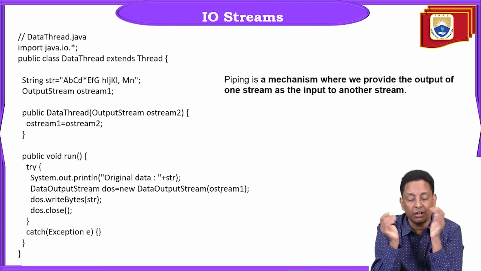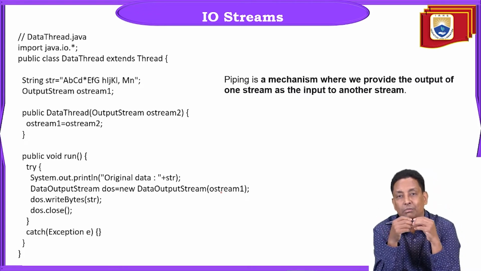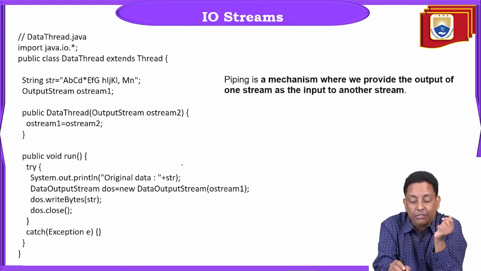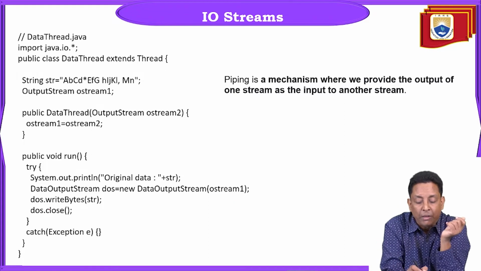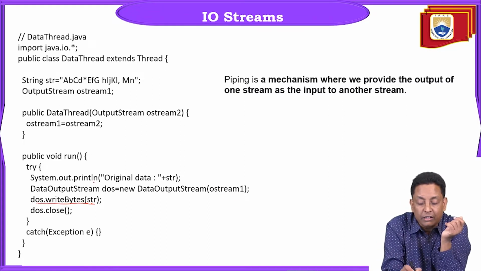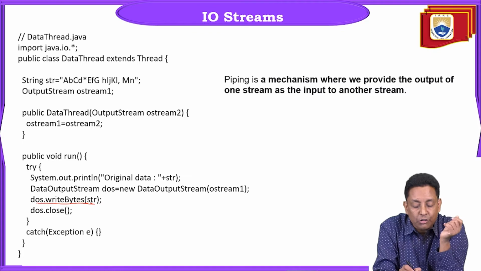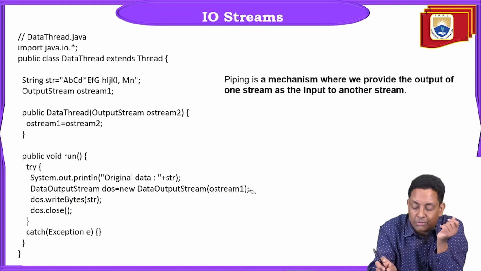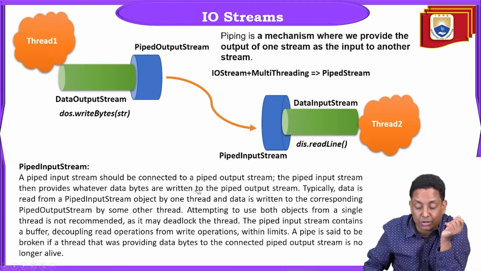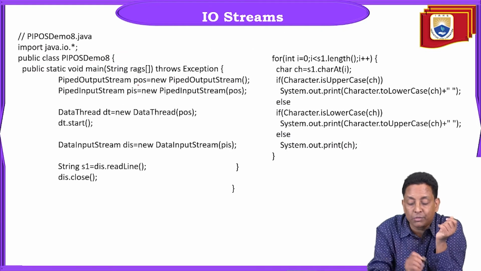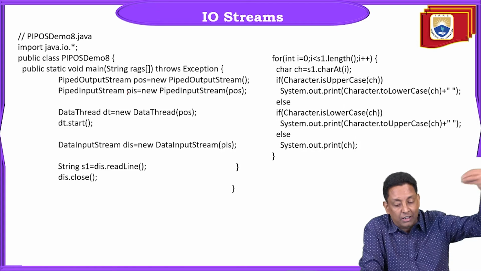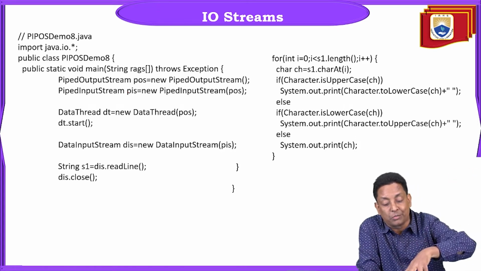In the data output stream, the write bytes method is available that will take a string as argument. So in the data output stream class constructor, we are passing this output stream object, and through the data output stream object, we are writing that string A, B, C, D, F, G, H. Through the data output stream object, the string is written. The data comes to the output stream. Which output stream object is it? This output stream object belongs to the piped output stream. So into the piped output stream, through a data output stream, one string of data is coming.